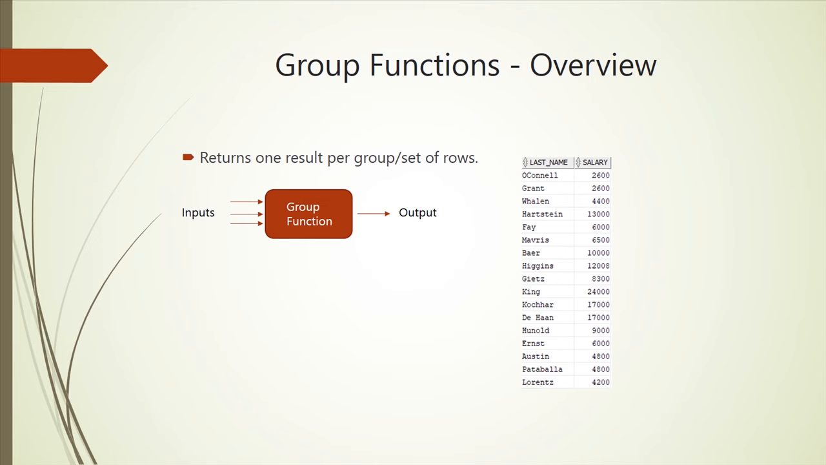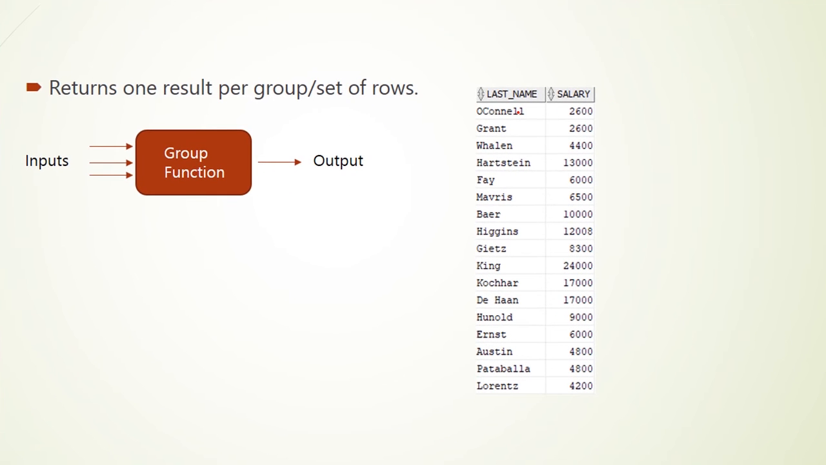Group functions or multi-row functions also accept inputs or arguments, but they return one output per set of rows. So let's assume we have this list from the employees table. This is a sample from the employees table, the last name and the salary, and we want to retrieve the minimum salary and the maximum salary from this list. So we need to return the minimum salary and also the maximum salary. Minimum salary is a function, maximum salary is also a function.